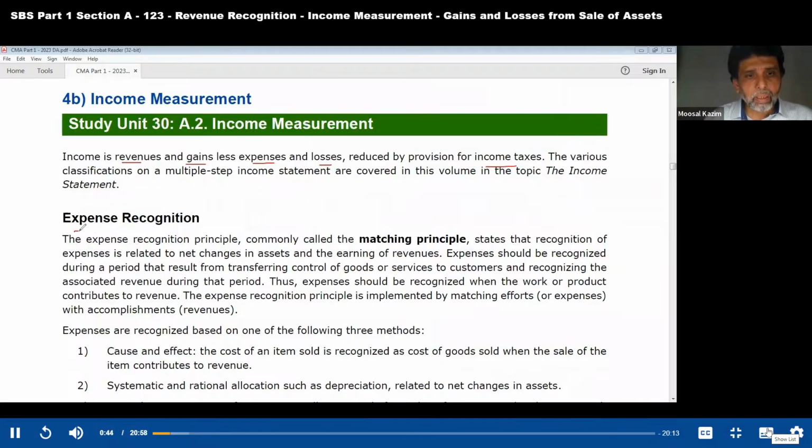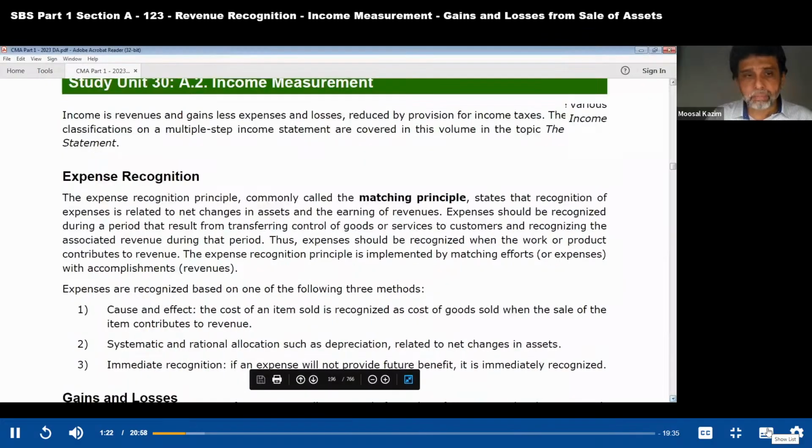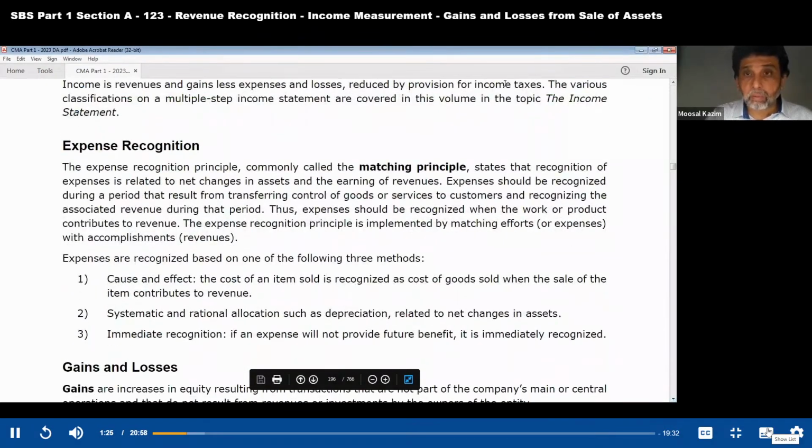So when and how do you recognize expense? It's on the accrual basis. It's not on cash basis. It's recognized as and when incurred. All this you know already. But you should remember that it's basically by the matching principle we recognize expenses. That means if a particular revenue is recognized on the income statement, the expenses related to that revenue should be recognized on the income statement. Okay, so that's how it works. It's not necessary you have to spend that amount in cash. So expenses are recognized based on one of the following.